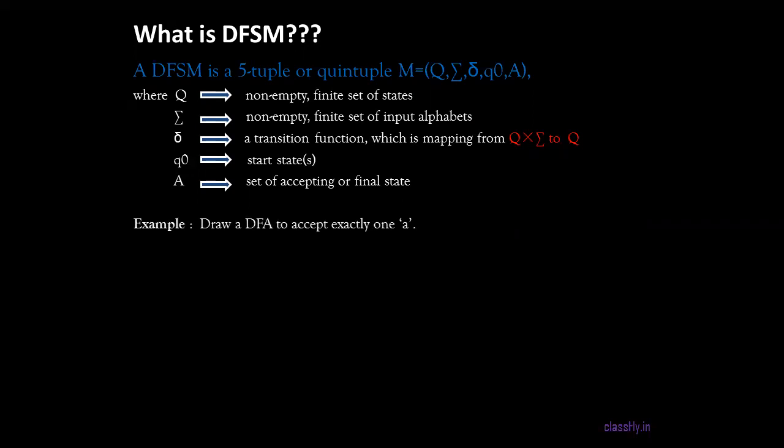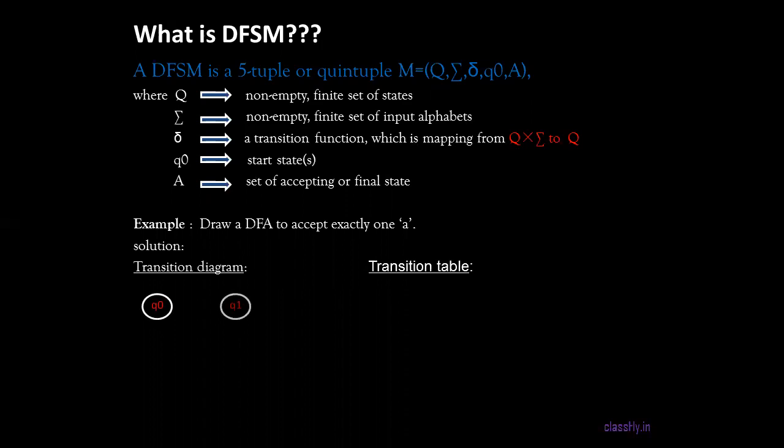Now, let us see an example. Draw a DFA to accept exactly one A. The solution consists of a transition diagram and a transition table. Let us consider two states, Q0 and Q1, represented by circles. This arrow indicates that Q0 is the start state, and there is a transition on input A from Q0 to Q1, which satisfies our problem statement. Finally, the double circle indicates the final state where the transition ends.